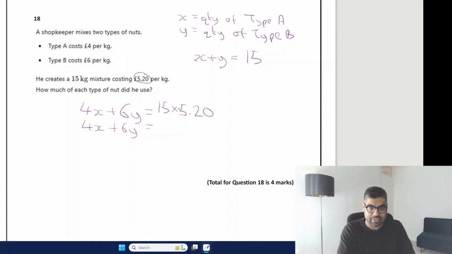Now you can do the maths on that, but I can just quickly say that 15 times 5 is 75, 15 times 20p is another £3, so that's going to give us 78. So we have two equations here. We have x plus y equals 15 and we have 4x plus 6y equals 78. I could use the original method for simultaneous equations where I multiply this by 4 to make our x's the same, but I'm going to use a slightly different method. I'm just going to make x or y the subject.